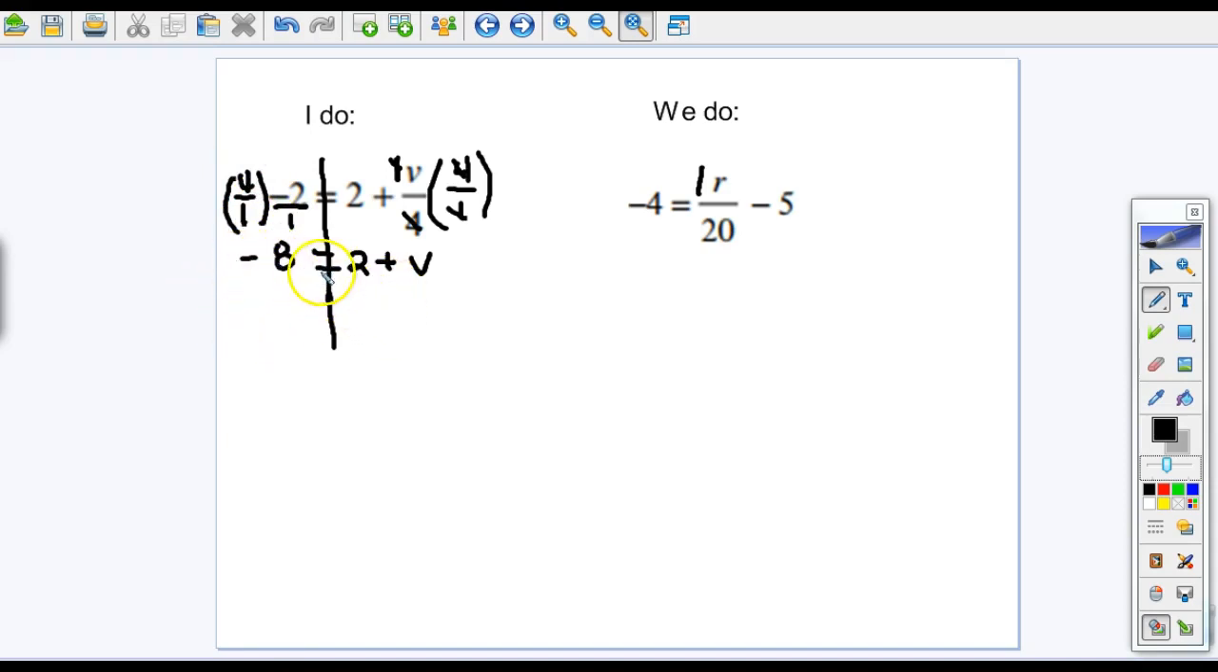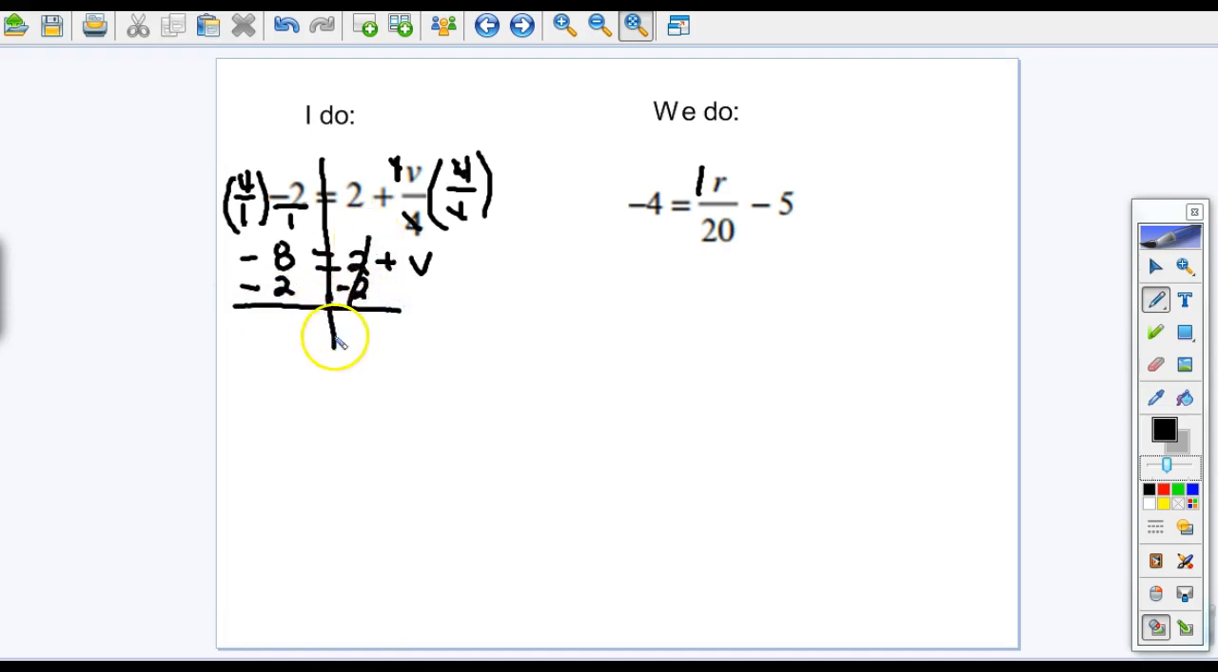I have negative 8 is equal to 2 plus v. Now since there's no negative sign in front of this 2, I know that this 2 is positive. So my inverse operation to move this 2, because I want that v all by itself over here, is to subtract. So I'm going to go ahead and subtract 2 from both sides.